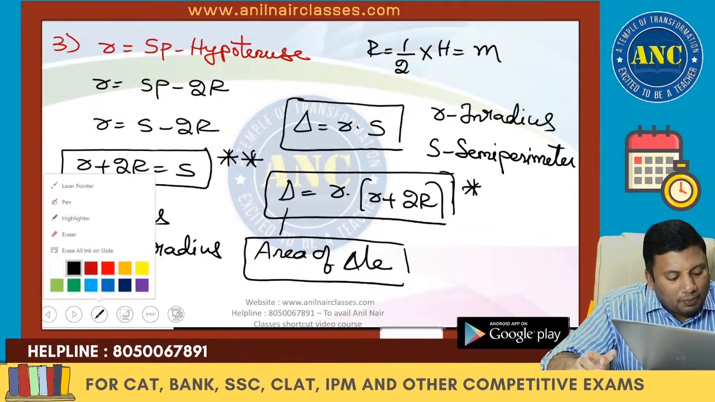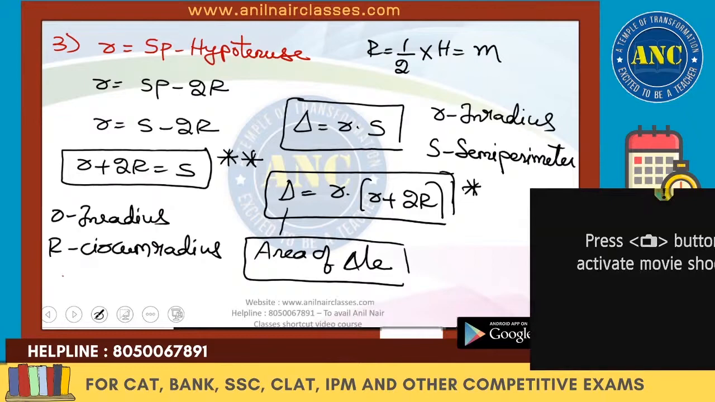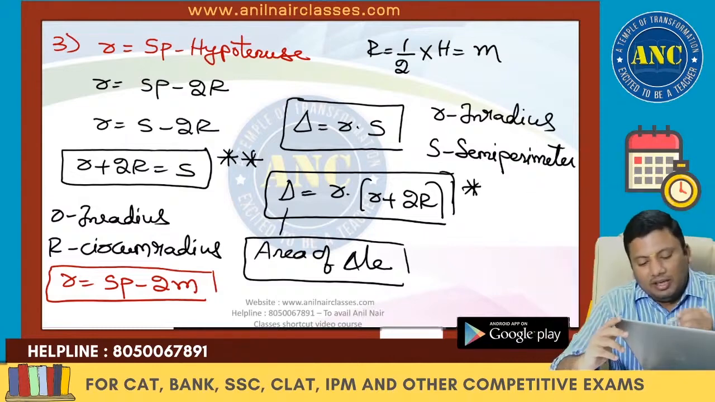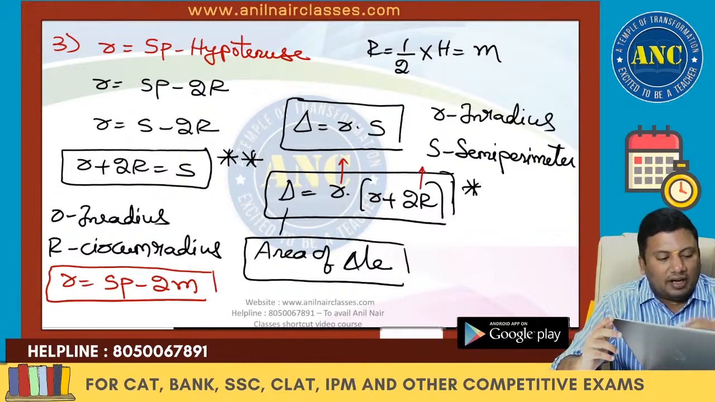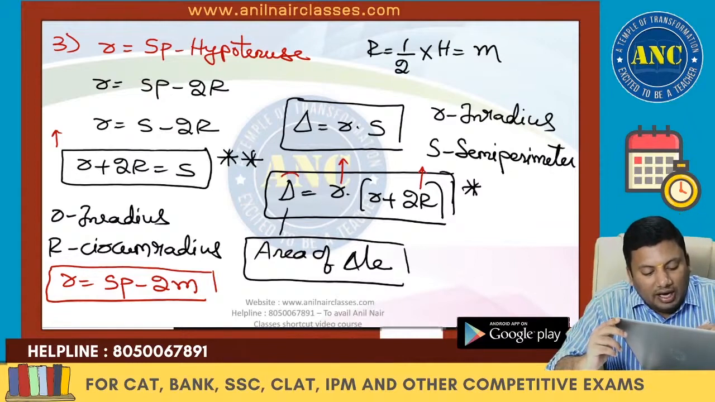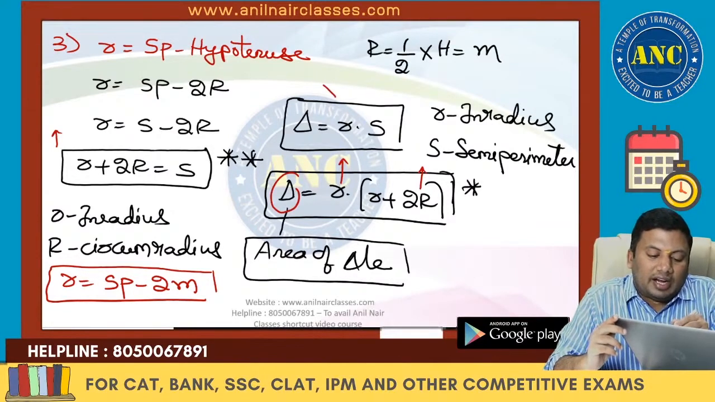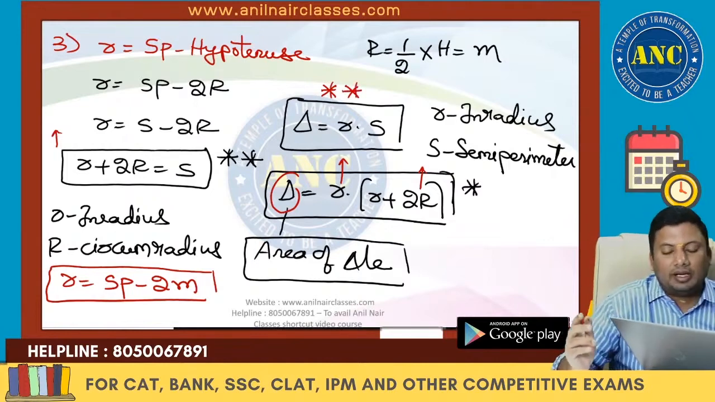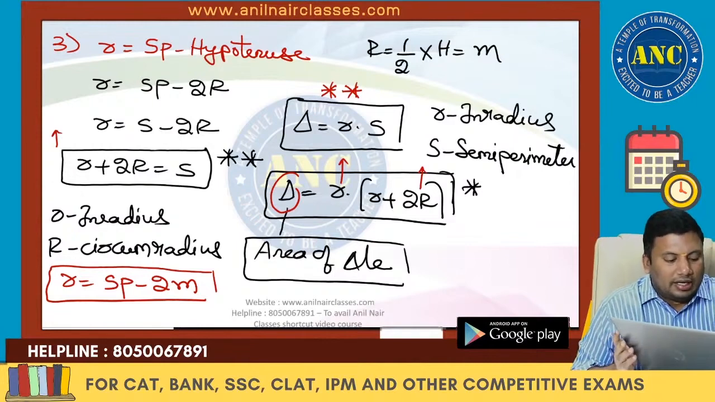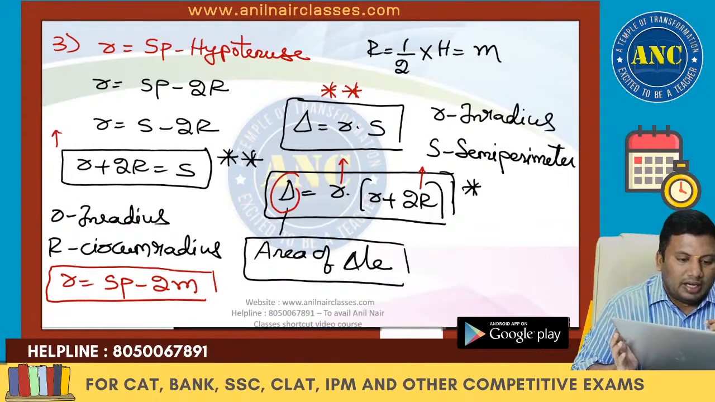Another important key point, hypotenuse is nothing but 2 into M. So if semi-perimeter and median are given, the inradius is also given by semi-perimeter minus 2 into median. It all depends upon the question, what values are given. If inradius and circumradius are given, semi-perimeter can be determined by r + 2R. If the area of a triangle is given, area of any triangle in terms of inradius and semi-perimeter is r into s, so delta equals r into (r + 2R). In terms of median, it is s minus 2 into M.